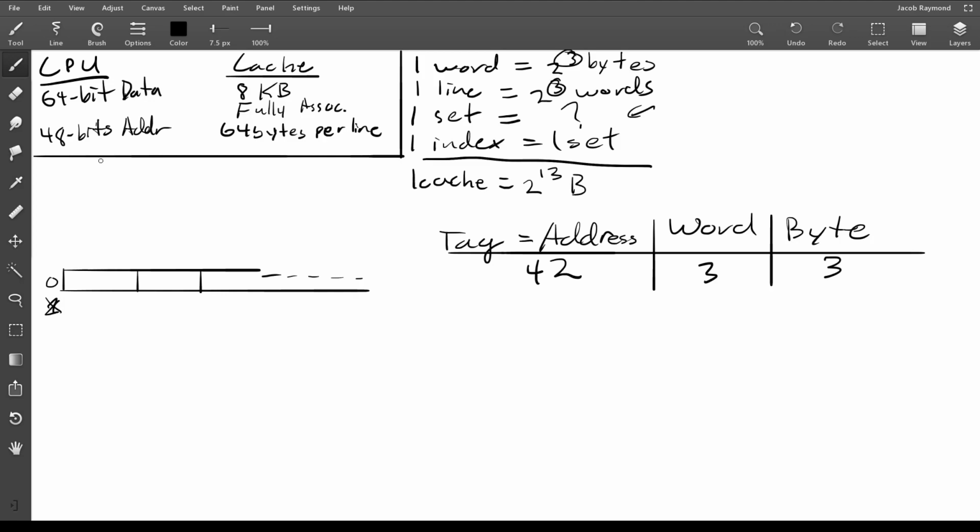Again, LRU is replace the oldest thing. That's the oldest thing that you've accessed, the thing that you've least recently accessed. That's why it's called least recently used. So I'll make another video just kind of walking through that, walking through some examples.